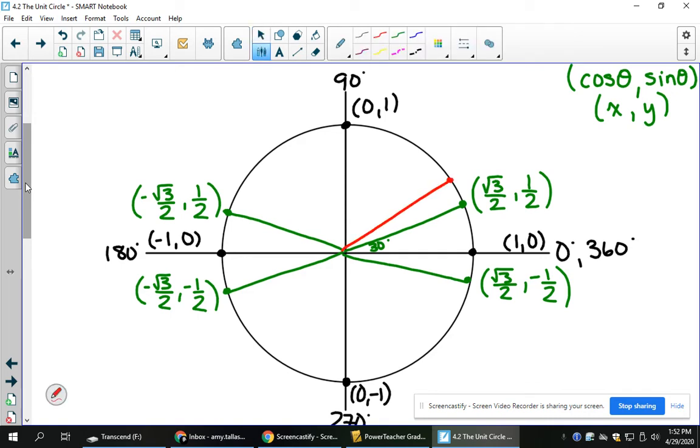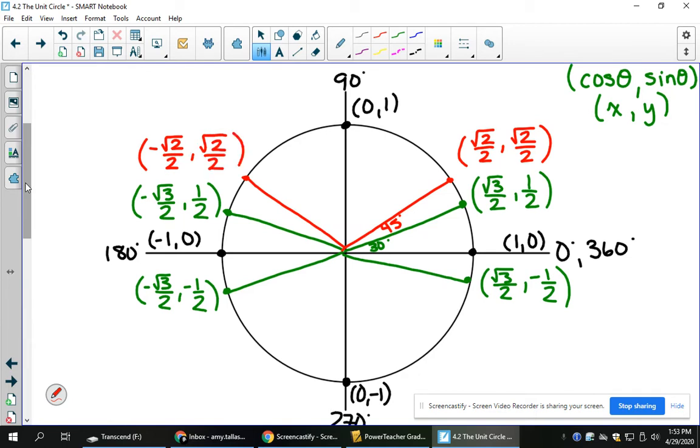45 is next. 45 degrees, if you look on your last slide, is going to have a cosine of root 2 over 2 and a sine of root 2 over 2, the exact same thing. Put that in quadrant 2, and you don't even have to memorize this. The same thing is happening that just happened with the 30 degrees. The x is negative, the y is positive. You just have to look at the Cartesian plane to determine what the signs are in that quadrant.